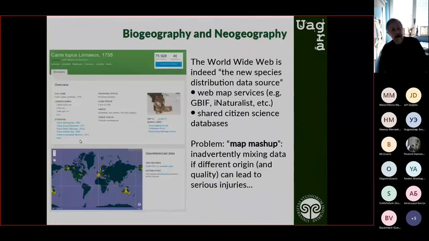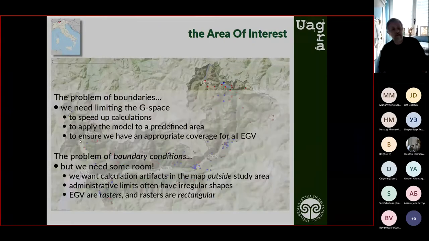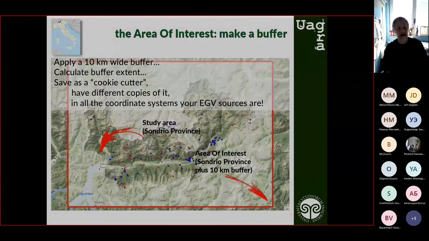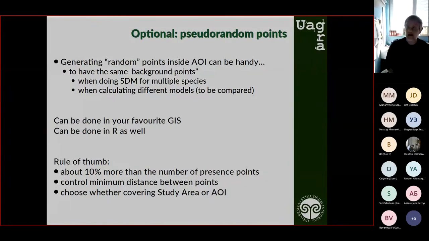Why? Maxent is able to create absence points by itself, but because they are random, every run you make gives you different absence points. In some cases, the best solution is to prepare a set of background points, of pseudo-absence points, and always use those points in all your modeling exercises. So the background is always the same. Those points are generated at random, but just one time.